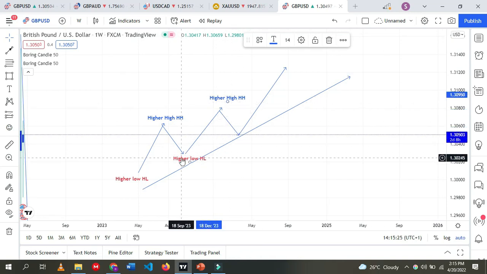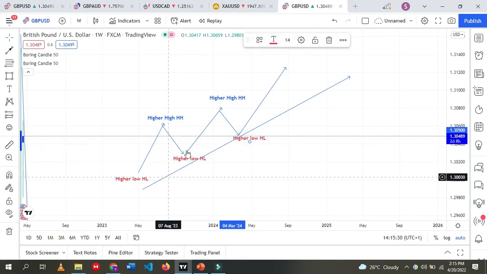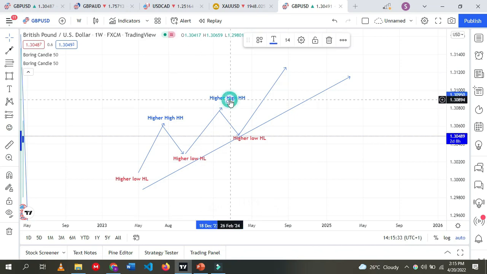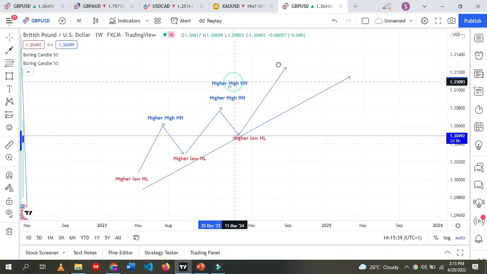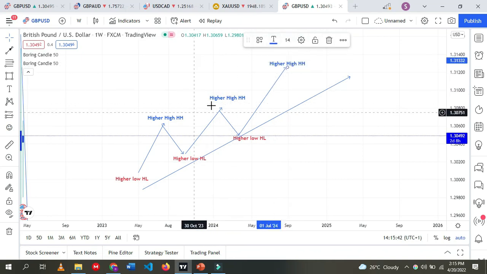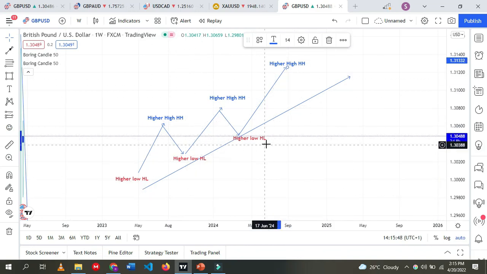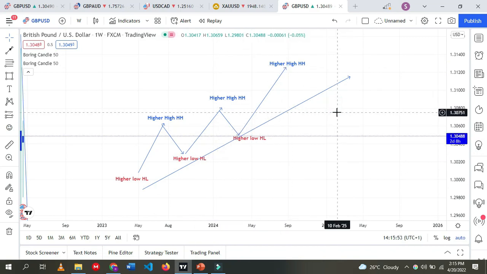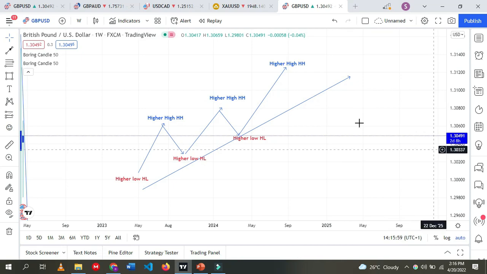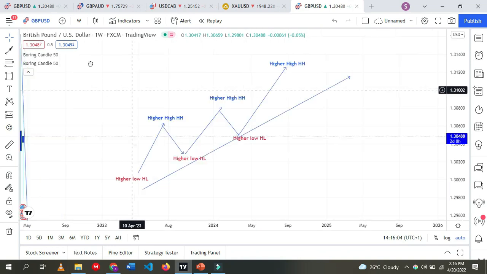This is another low. It's higher than this low. This is another high. It's higher than this high. Now, if this happens, this is an uptrend. Now we'll be going back to the chart to show some examples of an uptrend. Now let's come to downtrend.